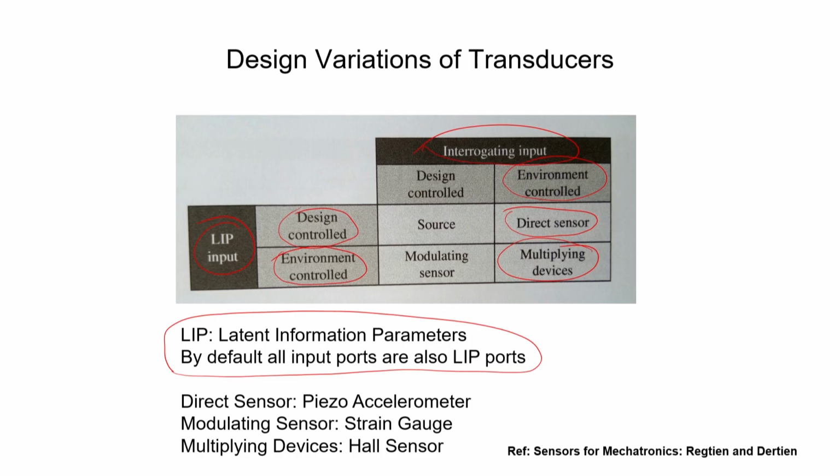One example of a direct sensor is the piezo accelerometer. One example of multiplying devices is the Hall sensor. And one example of a modulating sensor is the strain gauge. So, depending on what the input output relationship is and what interrogation is happening, you can have different types of transducer designs.